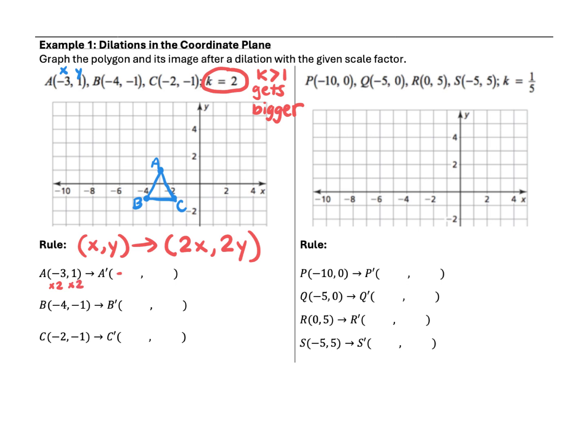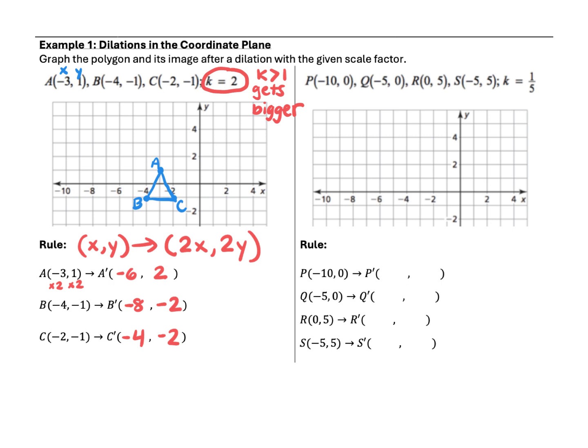So -3 times 2 becomes -6. 1 times 2 becomes 2. And then I'm going to do that with the next point. -4 times 2 is -8, and -1 times 2 is -2. And then here is our last one.